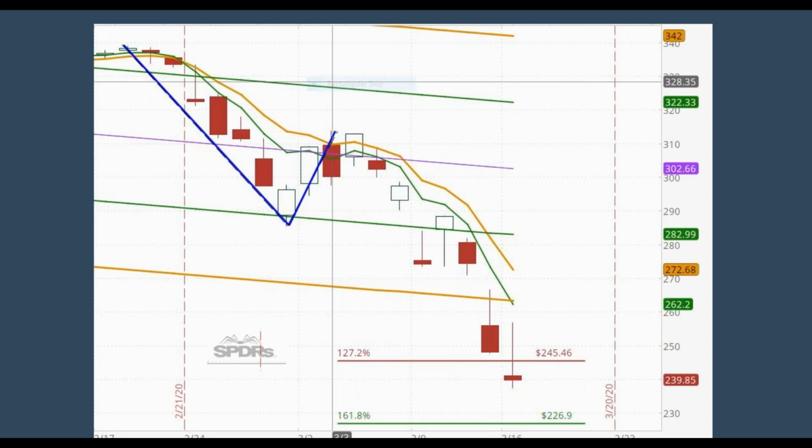This is just a recent chart I took off of Thinkorswim. I'm not affiliated with Thinkorswim. I happen to think they're one of the best trading platforms, but this is the SPY, the chart of the SPY during the latest drop due to COVID-19.